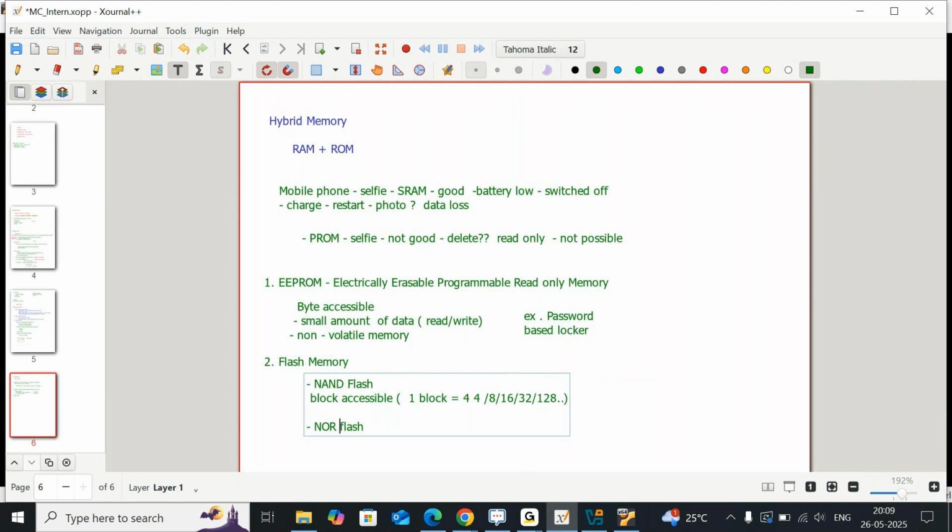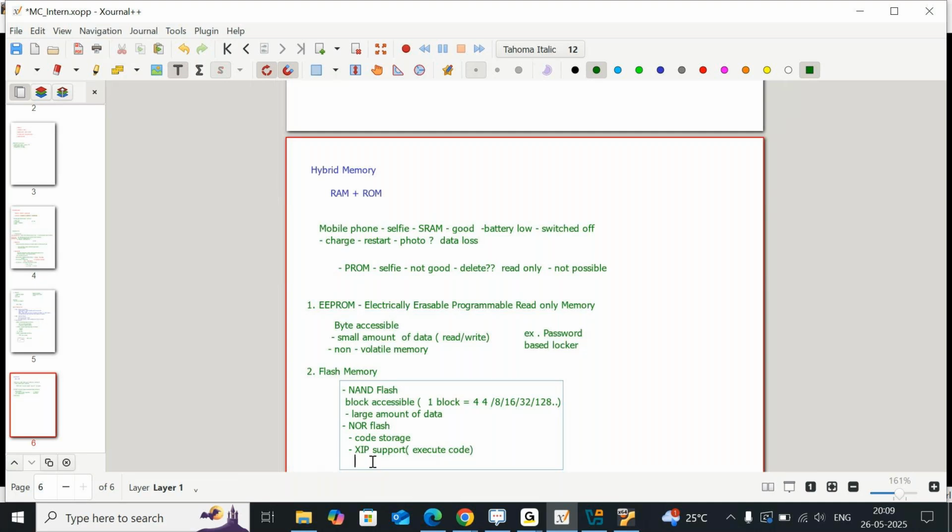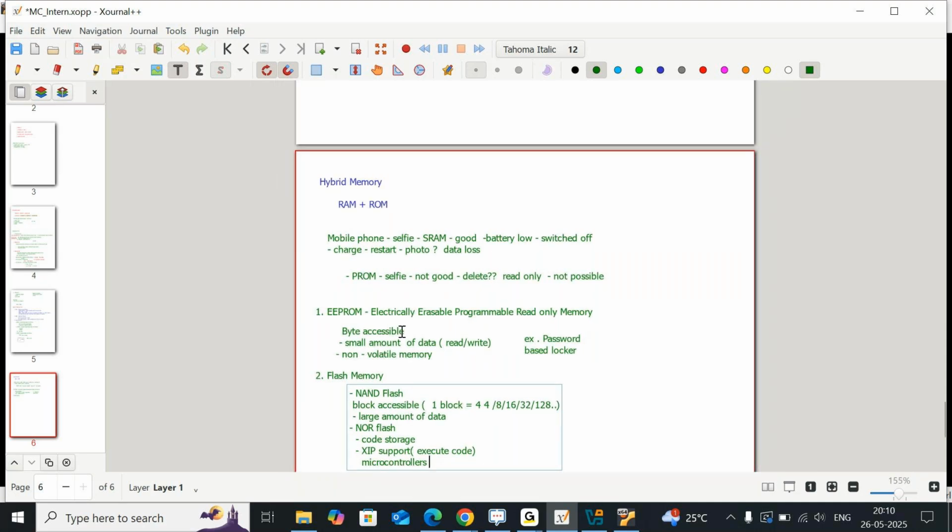NAND flash is suitable for data storage, a large amount of data. NOR flash is suitable for code storage because it is more reliable. It also has XIP support, which is used to execute code, same like RAM. In flash memory also the code can be executed, so it is used in microcontrollers. Both EEPROM and flash memory come under the category of hybrid memory.